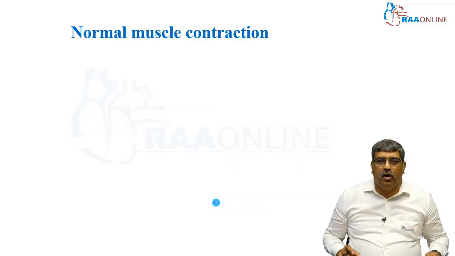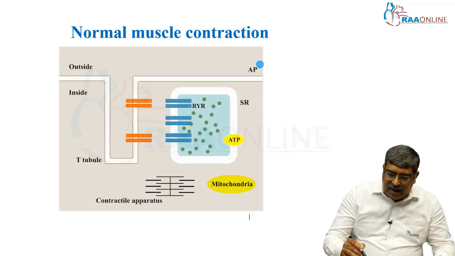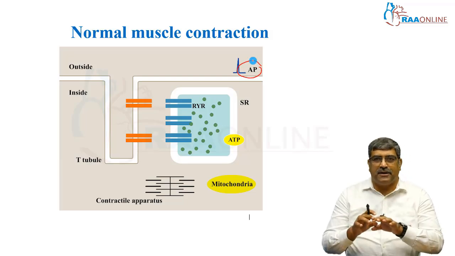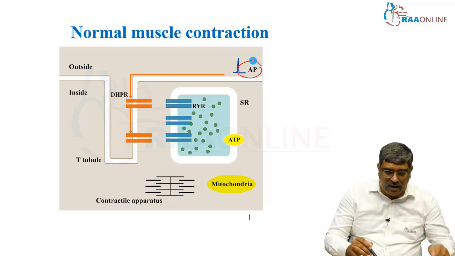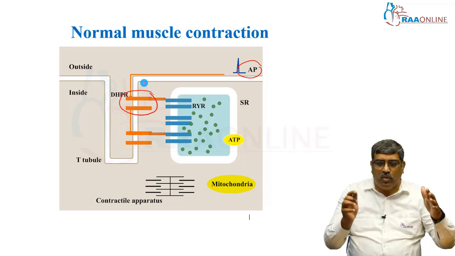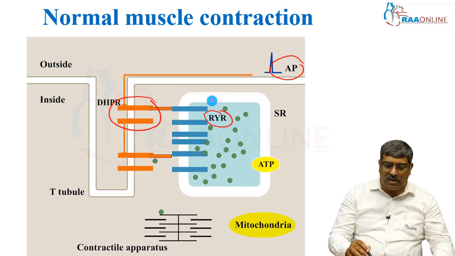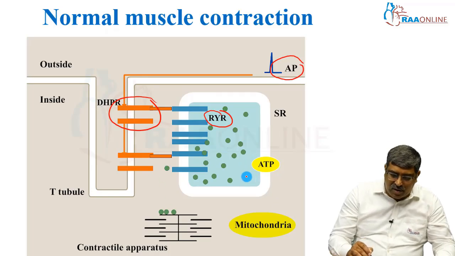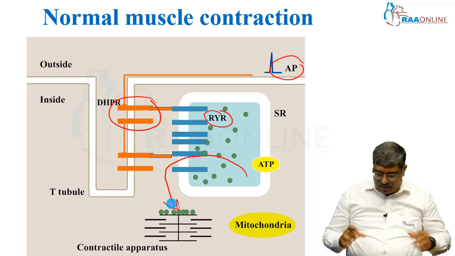If you look at normal muscle contraction, there is an action potential which comes in at the neuromuscular junction, and the sodium channel opens up. This activates the dihydropyridine receptor and the gate opens. This dihydropyridine opens the ryanodine receptor. And once the ryanodine receptor opens, the calcium from the sarcoplasmic reticulum goes to the muscle and causes muscle contraction.